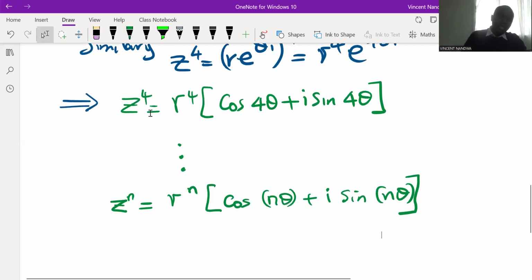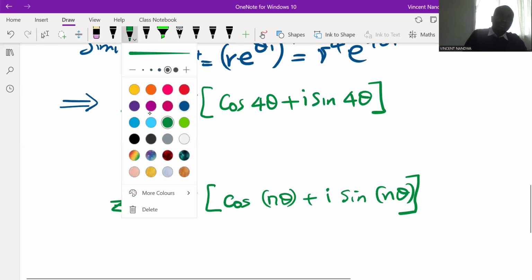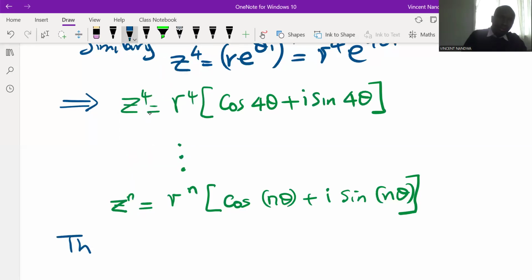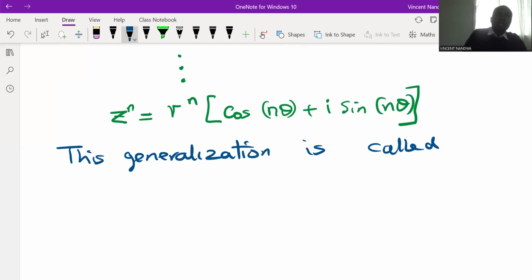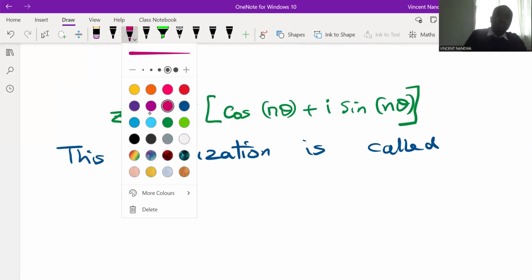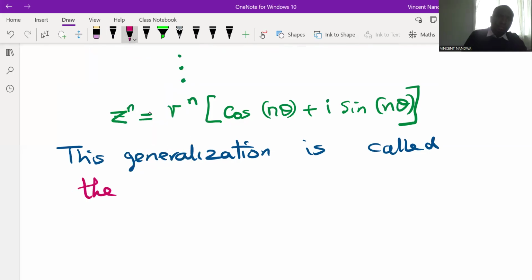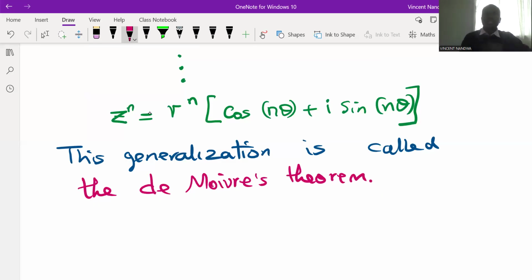So this general result is what we call De Moivre's theorem. And this result is very useful, especially when you are raising a complex number to some powers, or you are finding the roots of complex numbers.